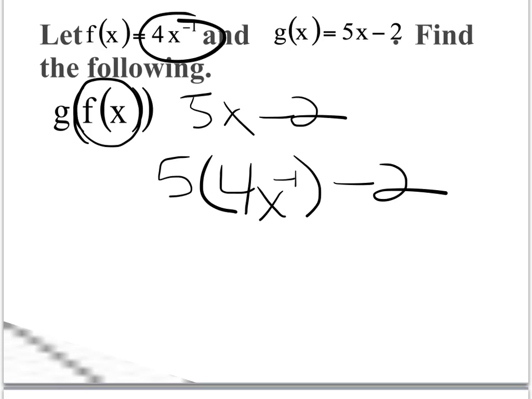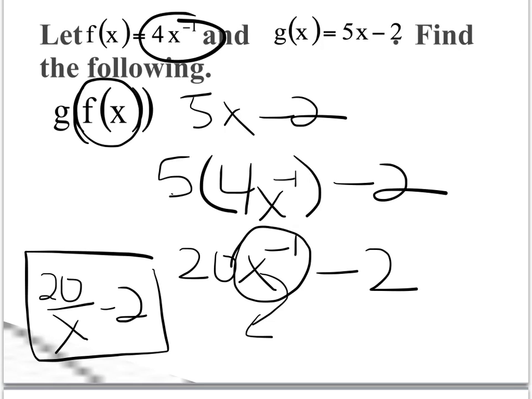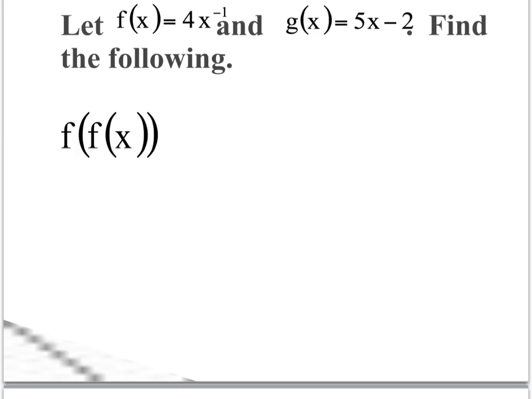And then we simplify. Well, that's just multiplication, so 5 times 4 is 20, and then x to the negative 1 minus 2. And then we have a negative exponent here, so that needs to go in the denominator. So we end up with 20 over x minus 2. Now in later chapters, we'll find a common denominator and combine them together. So for now, you can leave it like that.